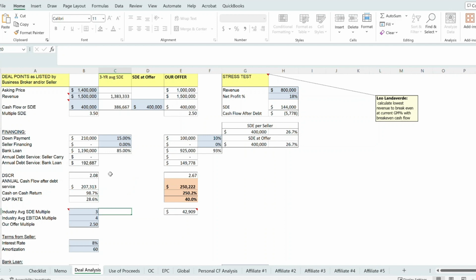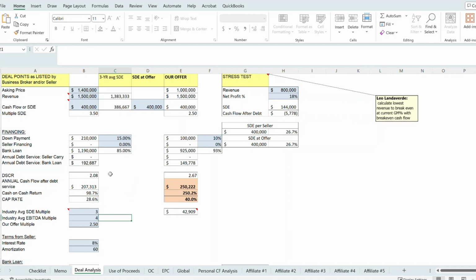What I teach my students is you've got to know your industry average SDE multiples. There are places to go where you can learn that, both for seller discretionary earnings on row 20 and the adjusted EBITDA multiple for businesses that are trading for multiples of EBITDA.